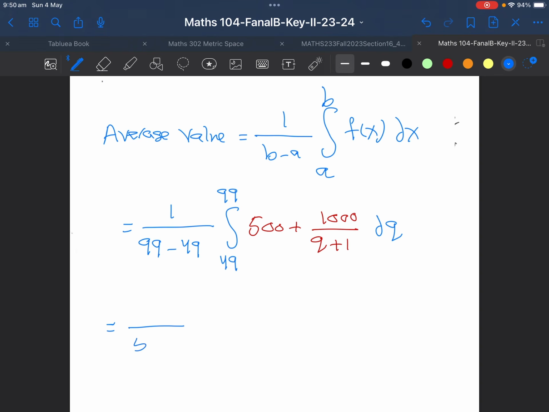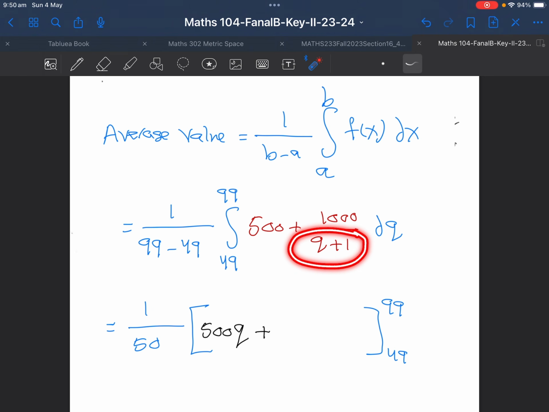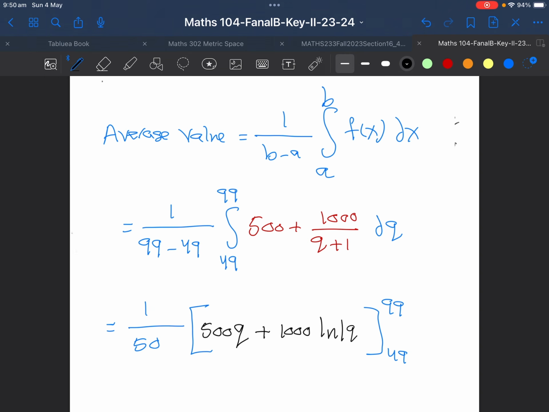This integral will be 1 over 50, integral 49 to 99. Now, this integral is easy to find. Let me just explain how we will find it here. Well, the first thing is 5,000. It's just a number, so I just add Q to it. Now, if you look at this one, what is the derivative of Q plus 1? It is only 1, which is already there on the top. So here we have u and we have u prime. Forget about the 1,000. So you get u prime over u, and this is just ln u. And what is u? u is Q plus 1.